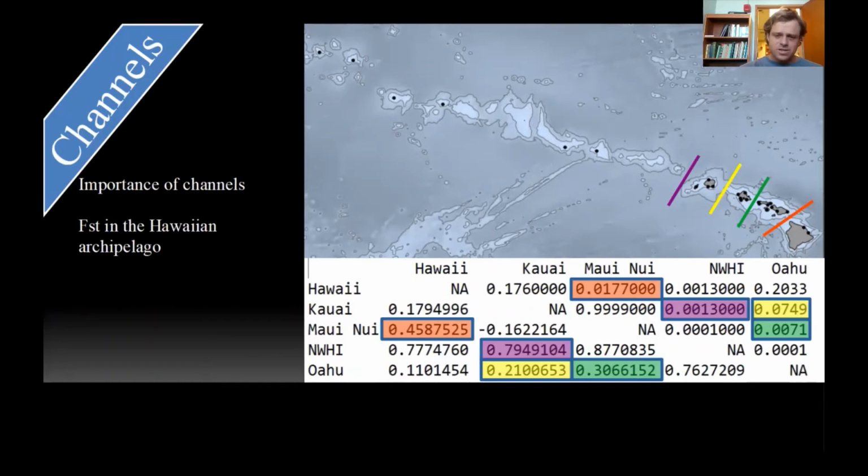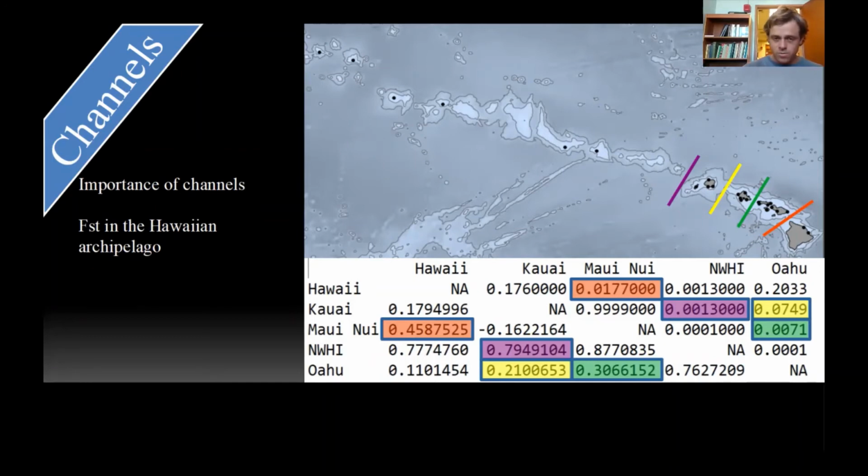But an FST is essentially a degree of variability across a population. So in this case, for instance, let's look at this orange box on the far left of the plot on the bottom. We see a value of 0.45. So a value of 1 here would indicate that these two populations are completely separate from each other. And a value of 0 would mean they're completely intermixed. So this is a significant FST value.